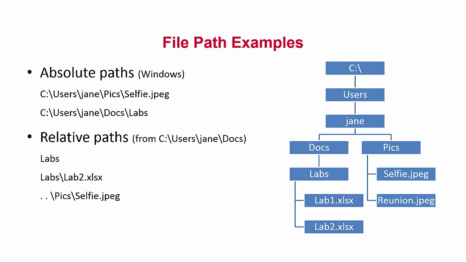If we wanted to navigate up the directory tree, we would use 2 dots. So if we were in our current working directory and wanted to describe the location of the selfie.jpg file, we would write 2 dots. That represents the Jane directory, then the pics subdirectory, followed by the selfie.jpg file name. Remember, the 2 dots navigate up the directory tree. Essentially, it represents the parent directory.